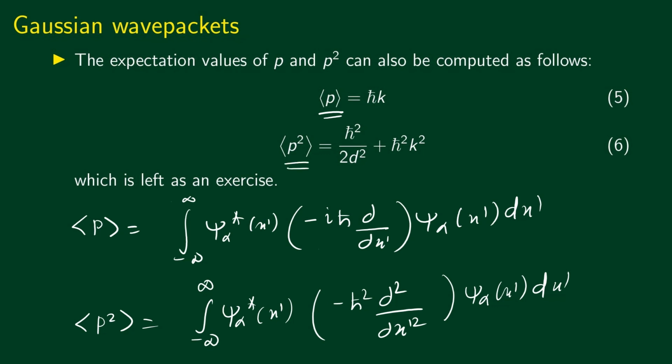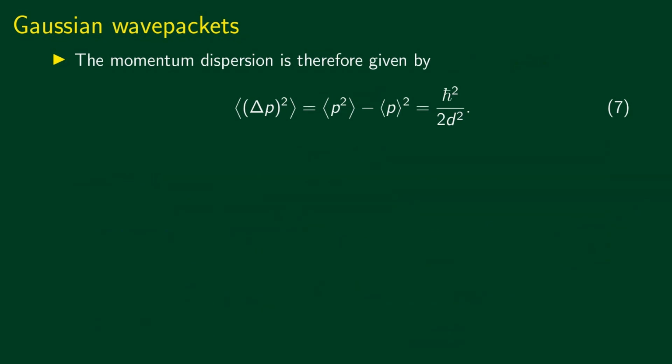If you do it correctly, you should get the expectation value of p square equal to h bar square divided by 2d square plus h bar square k square. This means that the momentum dispersion can be written as the expectation value of p square minus the square of the expectation value of p. So you just do this and you get h bar square divided by 2d square. So this is the momentum dispersion.